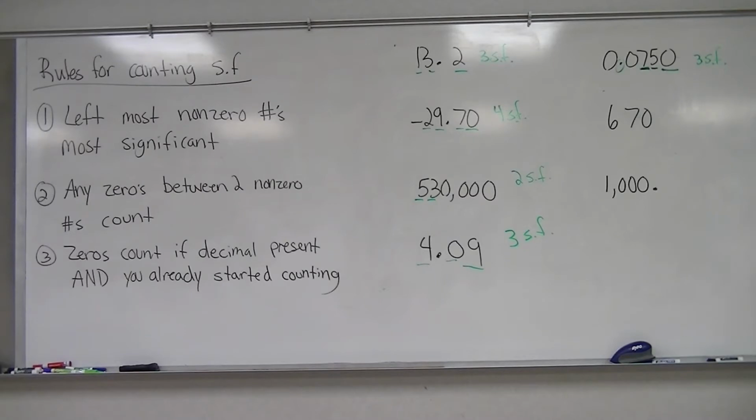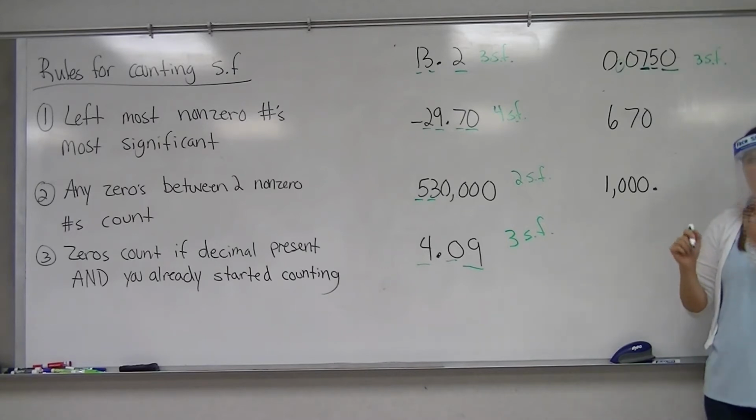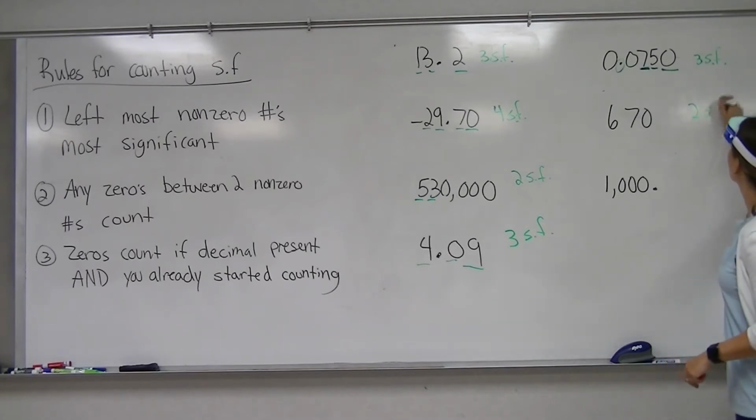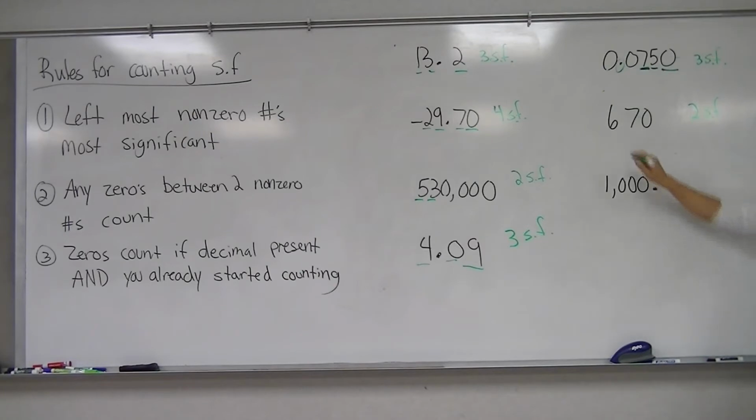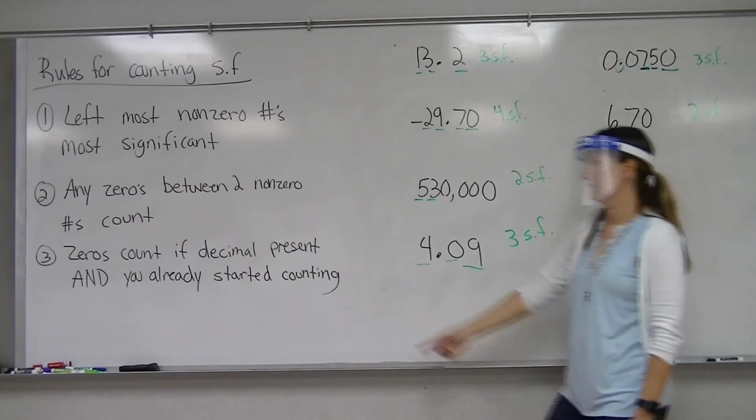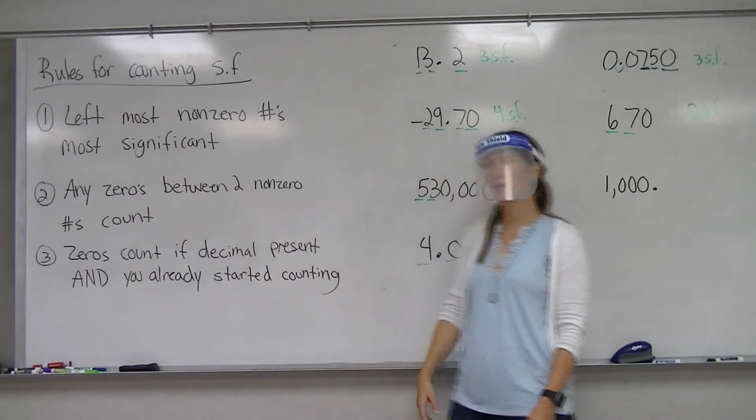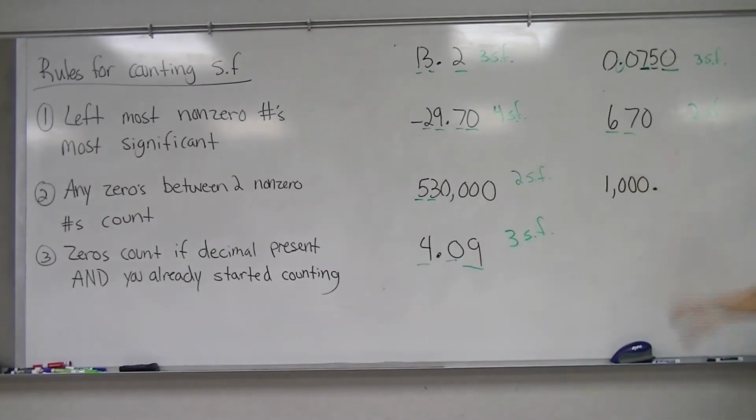How about 670? How many sig figs in that one? 2, yes. The 6 and the 7 matter because they're not zeros. That 0 does not count in this case. Why? No decimal. If we threw a decimal in at the end, it would matter. But since there is no decimal there, it's just those two that count. And we'll see that in the next example here.